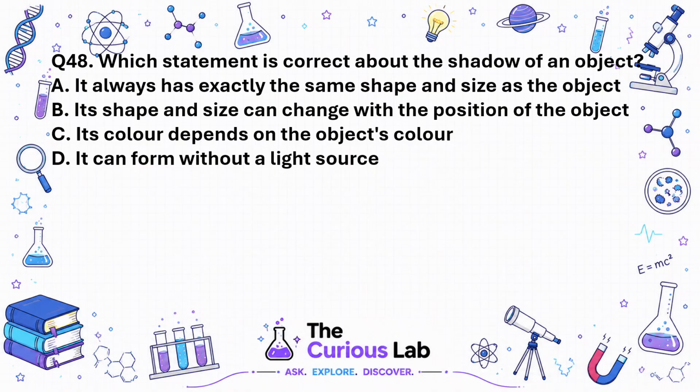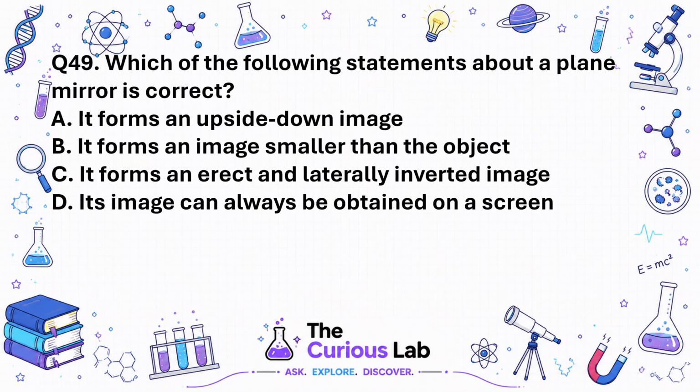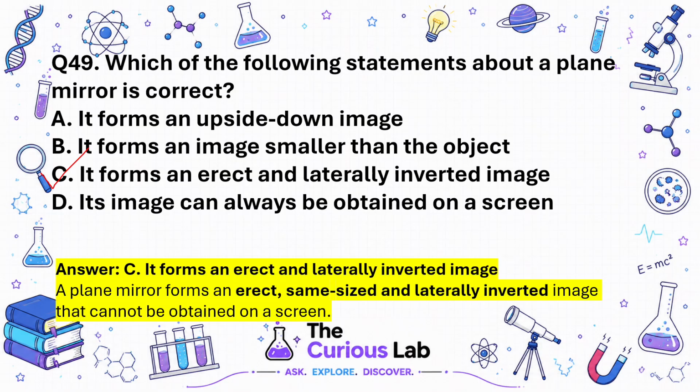It always has exactly the same shape and size of the object. Its shape and size can change with the position of object. Yes, this is correct. Which of the following statements about a plane mirror is correct? It forms an upside down image? No. It forms an erect image. It forms an image smaller than the object? No. It forms an erect and laterally inverted image.